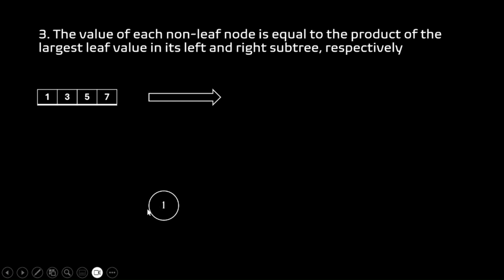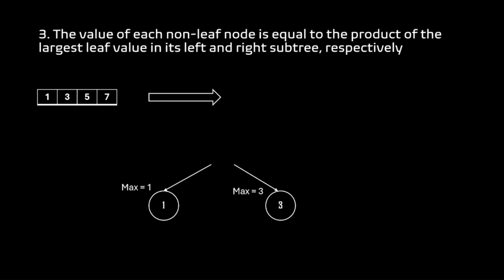But what will be the maximum value in this case? It will be itself, right? So max value of its left and right subtree, it doesn't have any left and right subtree, right? So its value will be 1 itself. Let's combine it with 3, and similarly its max value will be 3 itself. How do we combine this and form the non-leaf node now? Non-leaf node will be the product of the largest leaf value in its left subtree and right subtree, right? So the product of these two is 3 itself.